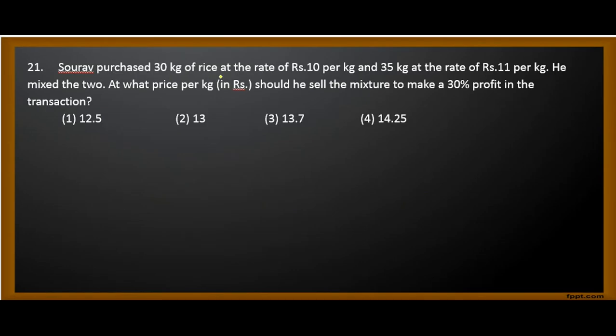Saurav purchased 30 kg of rice at a rate of 10 rupees per kg and 35 kg at the rate of 11 rupees per kg. He mixed the two. At what price per kg should he sell the mixture to make a 30% profit in the transaction? So he has to get an overall profit of 30%. Simple. The selling price must be equivalent to cost price into 1 plus profit percentage by 100. This is what we have to find.